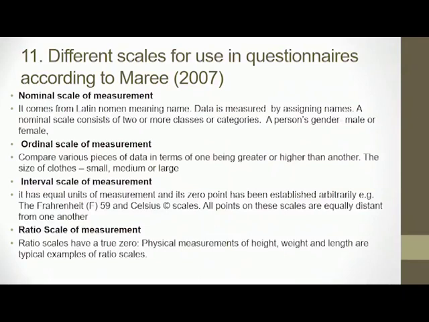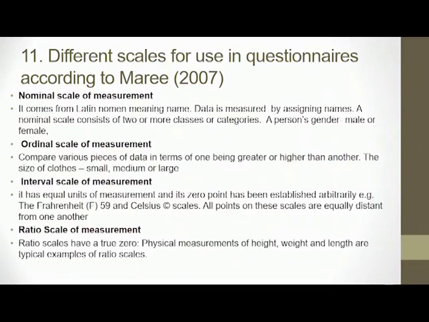The ordinal scales of measurement compare various pieces of data in terms of one being greater or higher than another. An example there will be small, medium, or large. Questions where you agree or disagree are also an example of an ordinal scale of measurement.